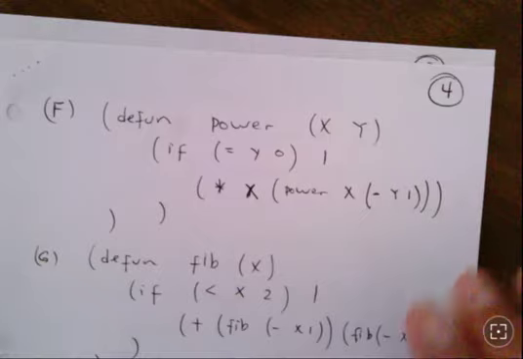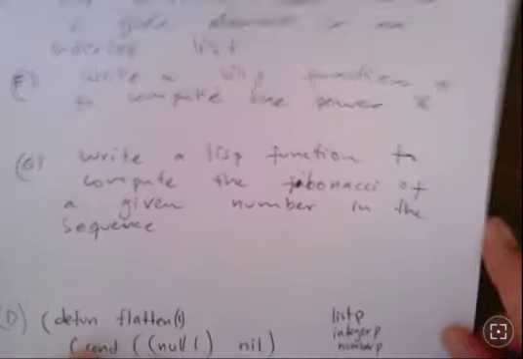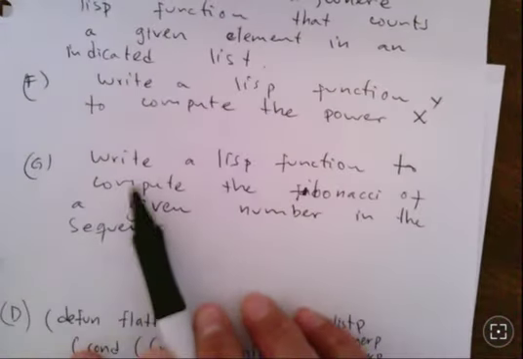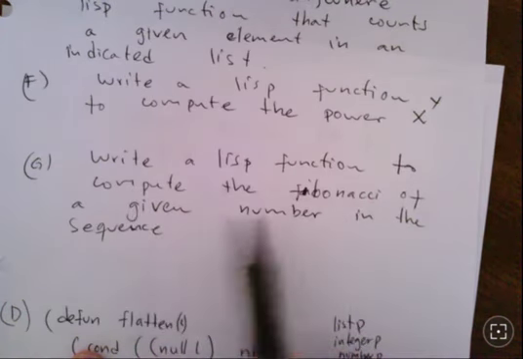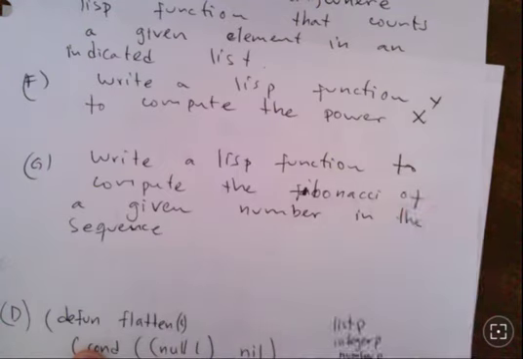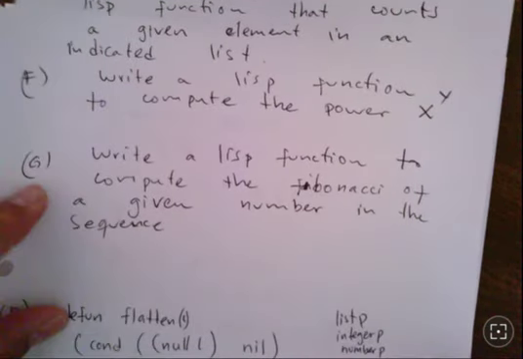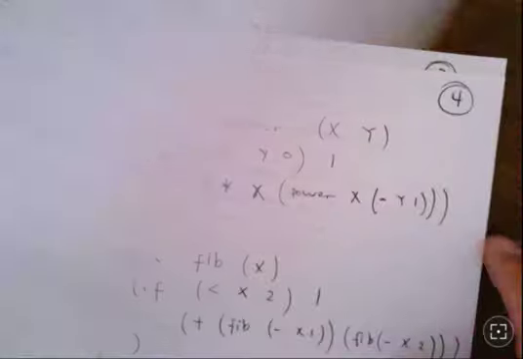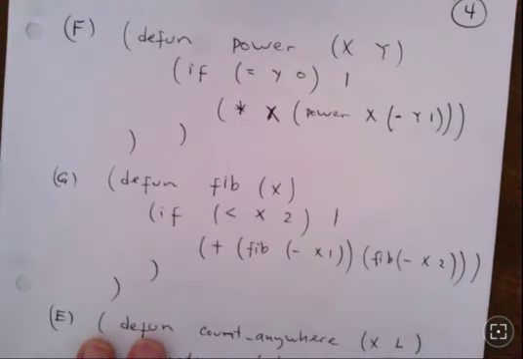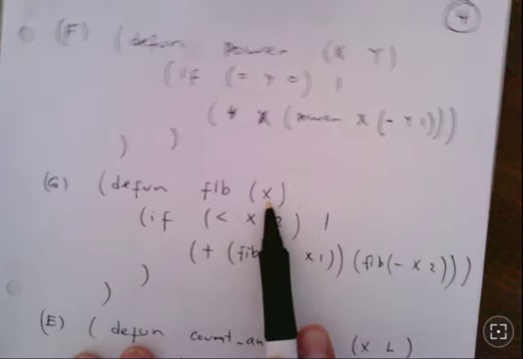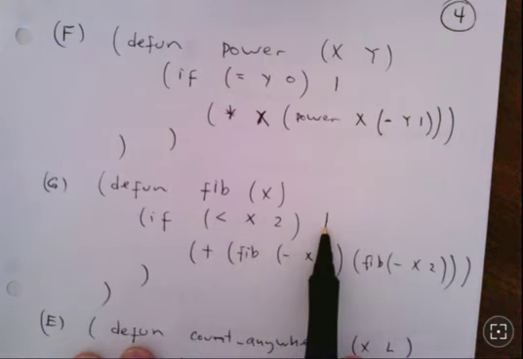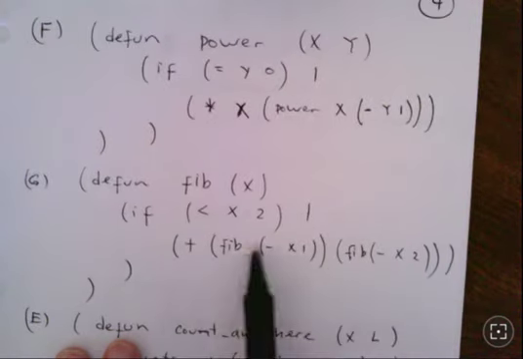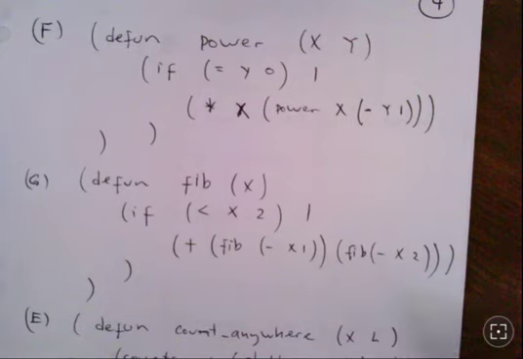The last exercise, I think we did this function before too. Write a list function to compute the Fibonacci of a given number in the sequence. I think this was one of the first exercises that we did after the factorial function. But I had that over here already. So define Fibonacci, and in this case, if x is less than 2, then this is the answer. Otherwise, we add the last 2 elements of the sequence.